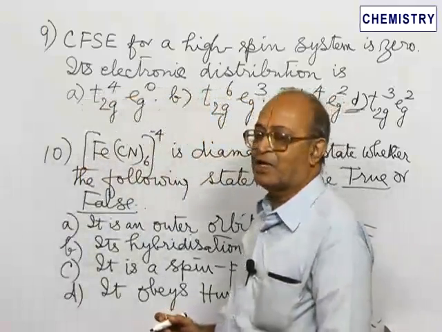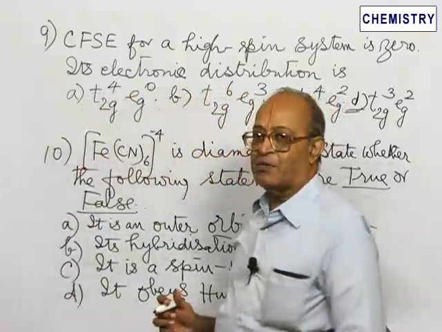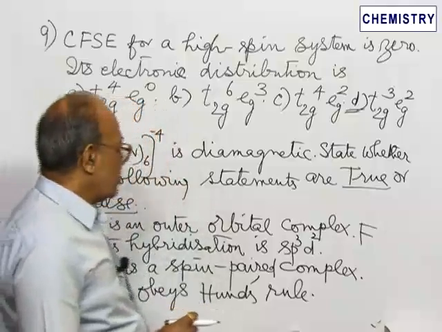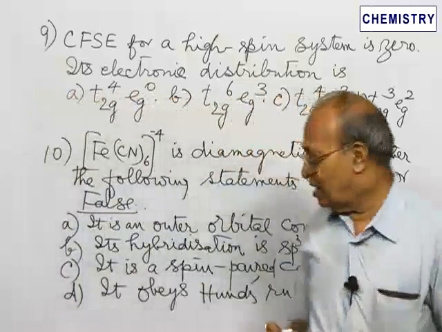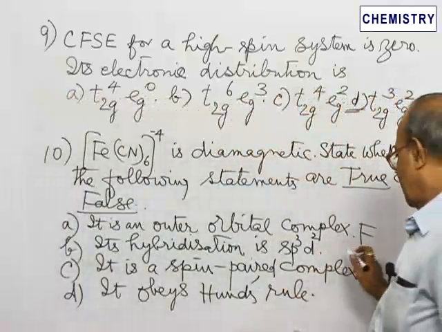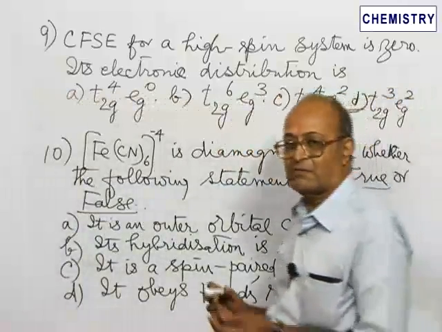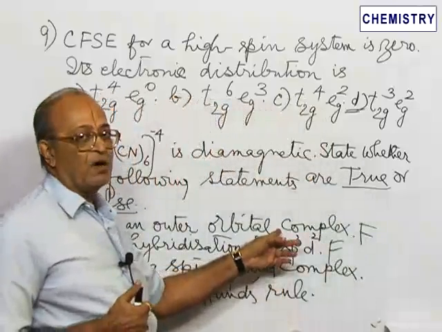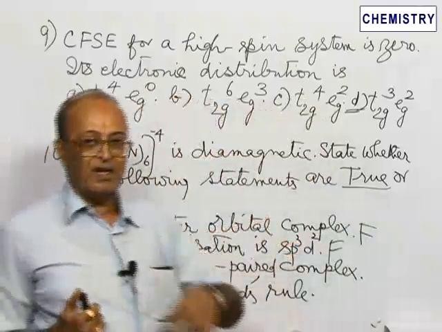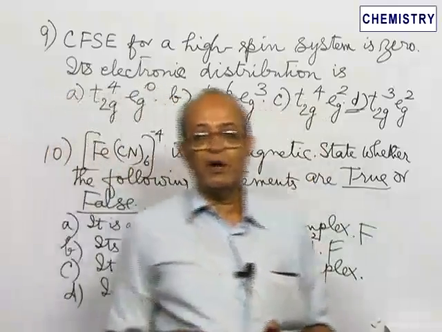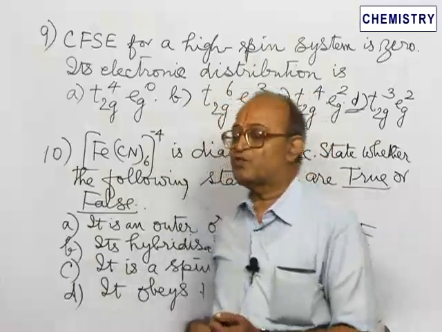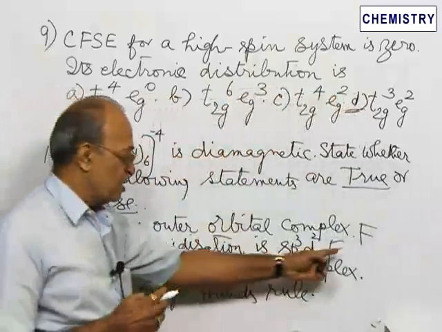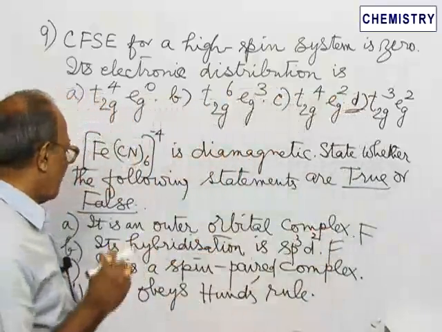[Fe(CN)6]4- is an inner orbital complex. All right, option B, its hybridization is sp3d2. It is also false. I have told you it is not an outer orbital complex, but it is an inner orbital complex. Inner orbital complex means d2sp3 hybridization and not sp3d2 hybridization. So the second statement is also false.